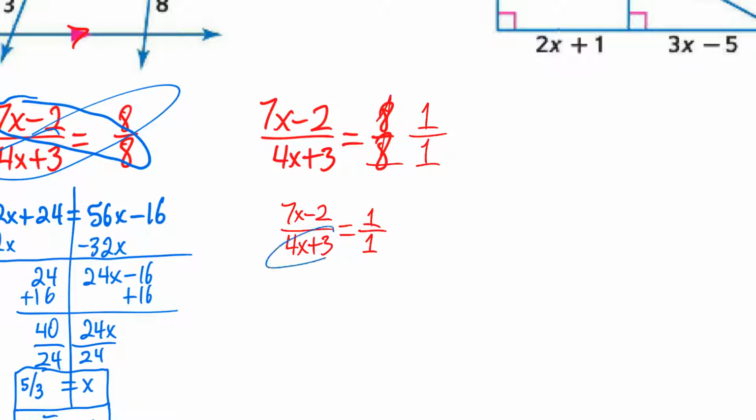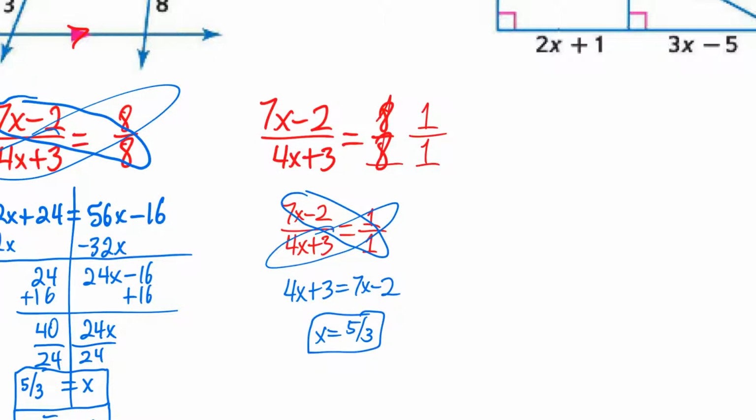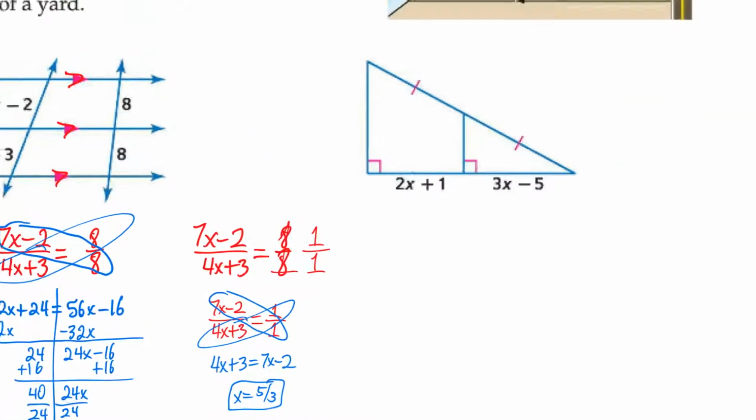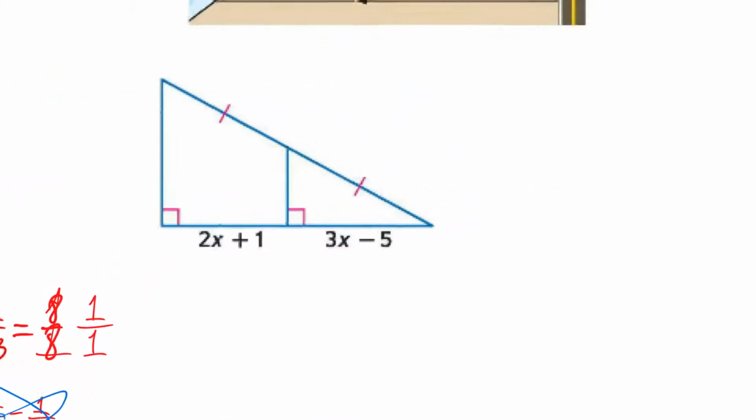Then if you were to cross multiply, what is 4x plus 3 times 1? 4x plus 3. And what's 7x minus 2 times 1? 7x minus 2. Then if you work that out, you're going to get the exact same thing. You're going to get x equals 5/3 on that. Okay? So we need that idea to help us to solve a problem like this one right here.